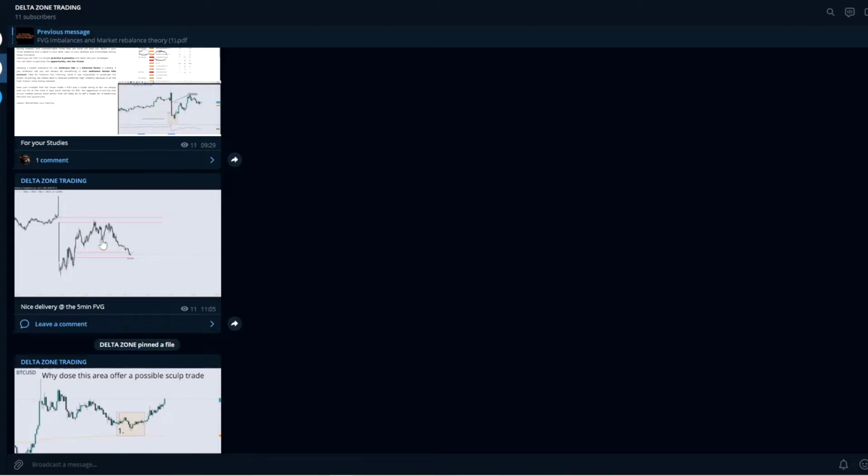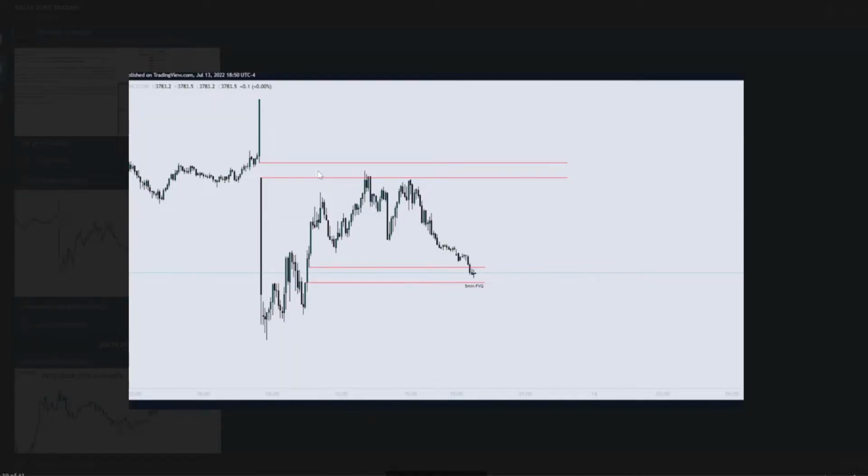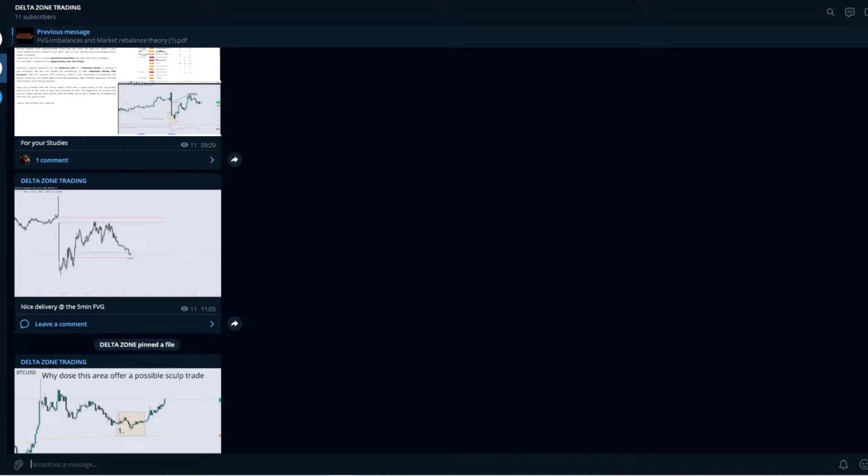So we'll just go over to Telegram. See, I was pointing that out real time. And I was just telling people to have a look for retracement back into lower levels before possibly move up.